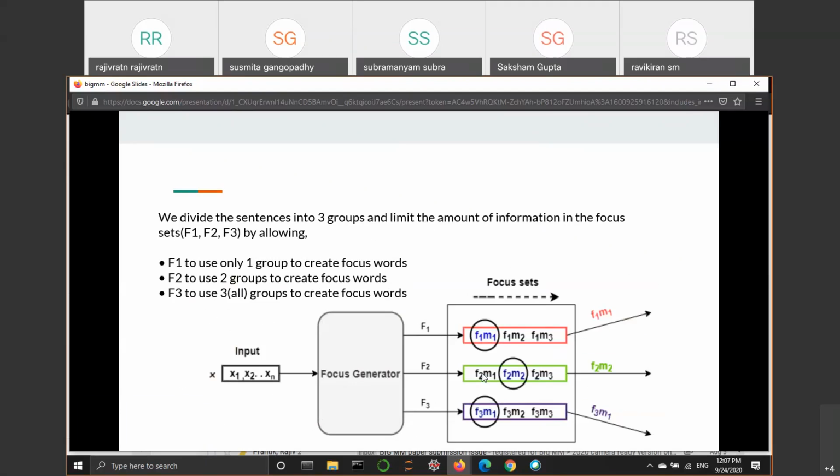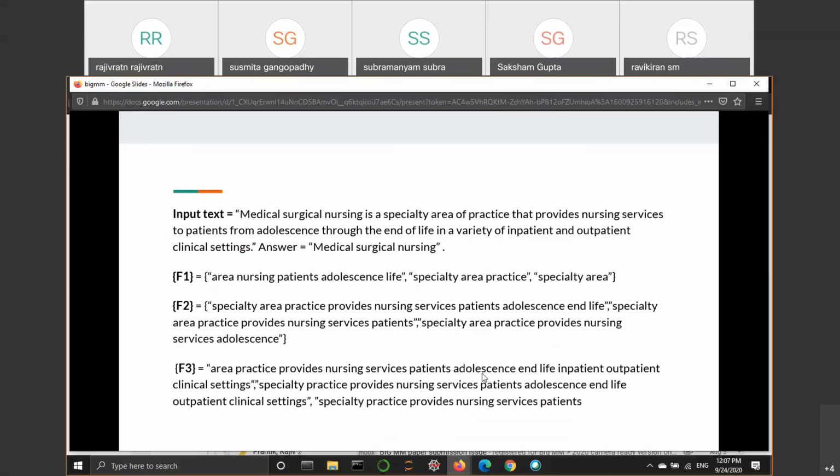Sushmita, you can go on. So as you can see here, this is an example of an input text: medical, surgical, nursing is a specialty area of practice, and the answer is medical, surgical, nursing. So this is the first focus set. In the first focus set, I have selected some of the focus words or keywords. First group is area, nursing, patient, adolescent's, life, and the second is specialty, area, practice, and the third is specialty, area. You can see in the F2 group we have more information.